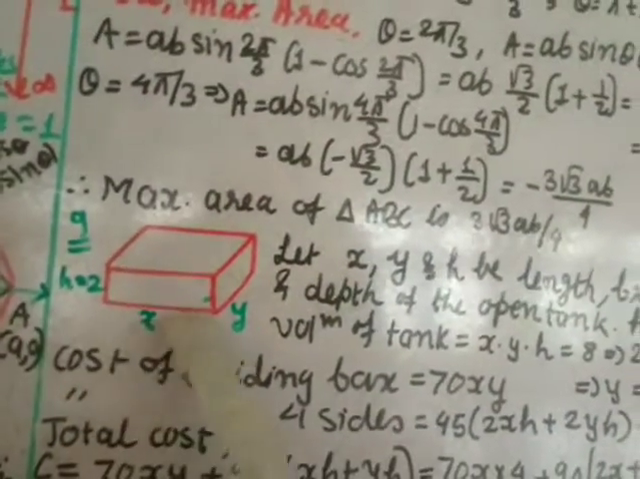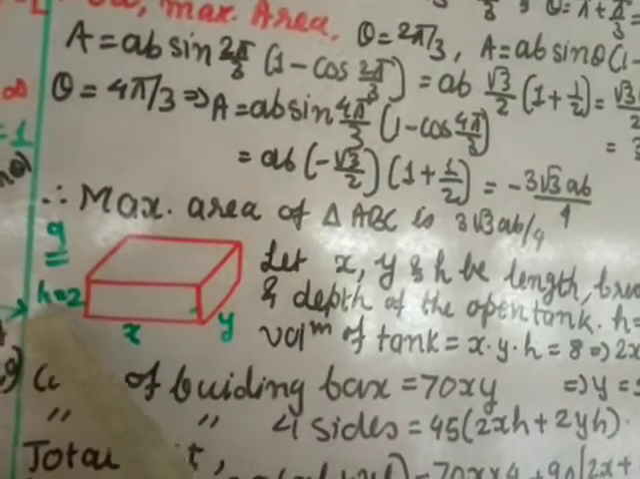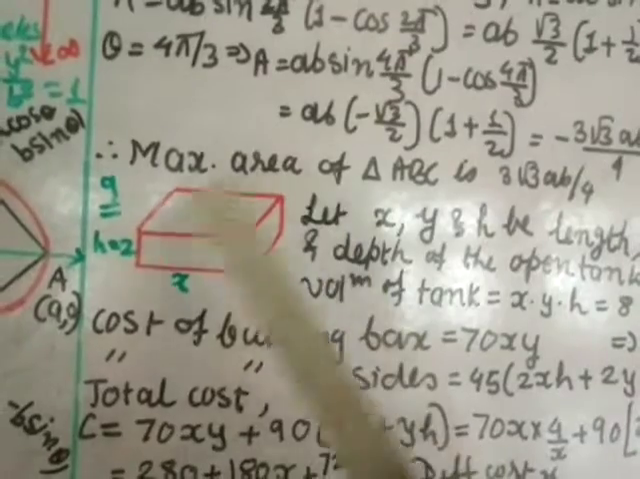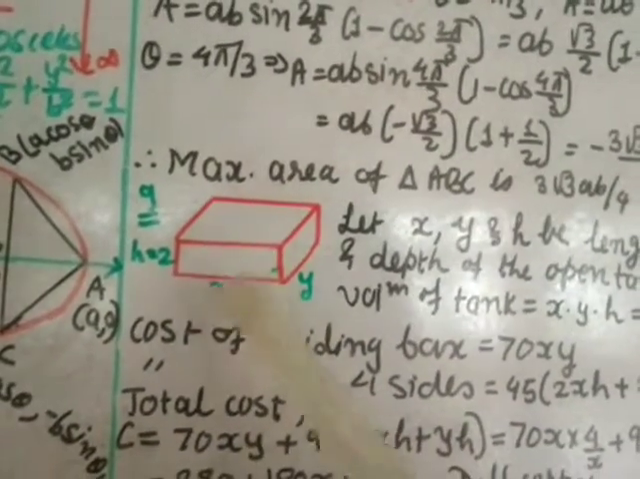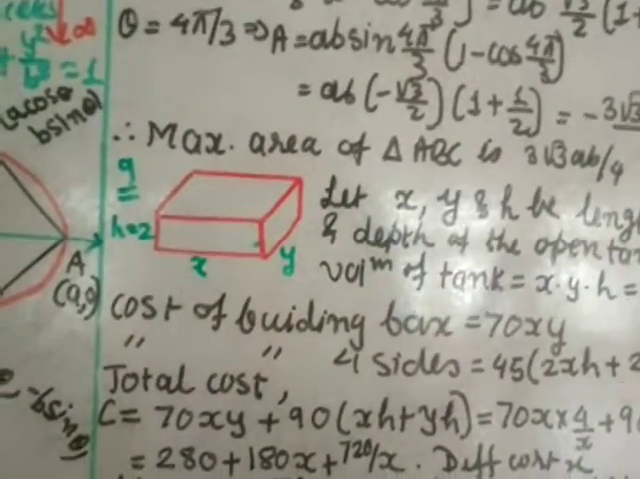Okay, so I have just drawn a rough figure here. The rectangular base has x and y, length and breadth, and the height is given as 2 meter, and the open top is not there. Okay, and you have to build this. They have given us the cost of building the base and building the 4 sides, and we have to find the least cost.